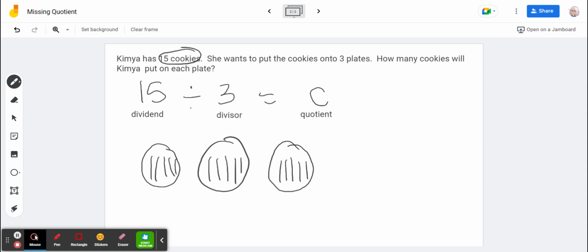When we look at our groups, we see that there's 5 in each group. So that means that our quotient is 5 cookies. That means that there's 5 objects in each of those plates, 5 cookies in each plate. So that's how a third grade student would find the missing quotient for a division problem using equal groups.